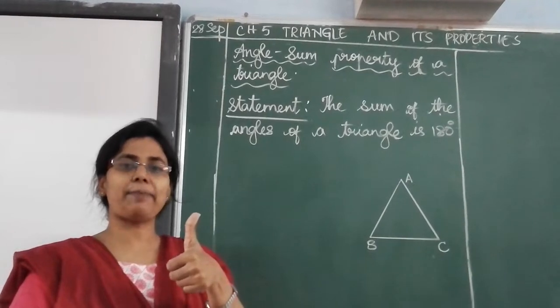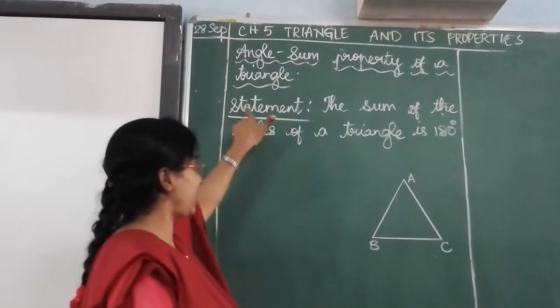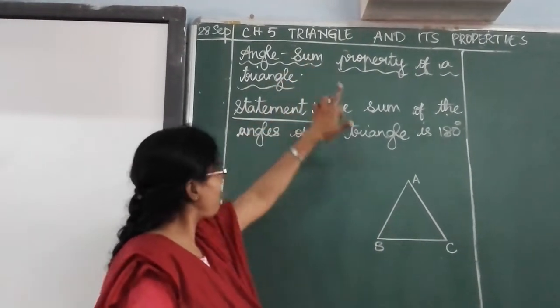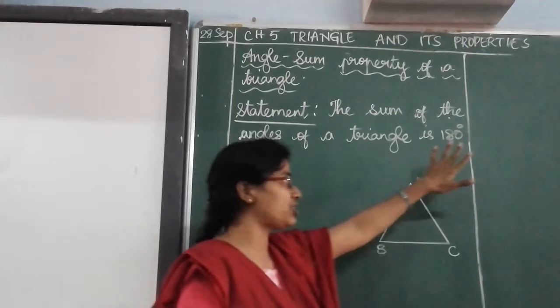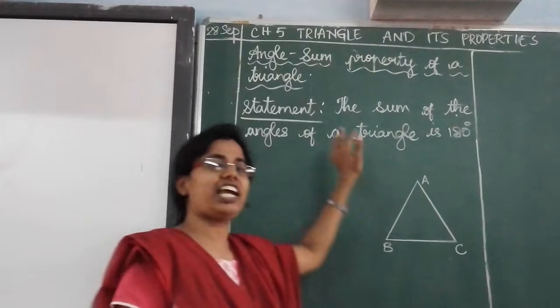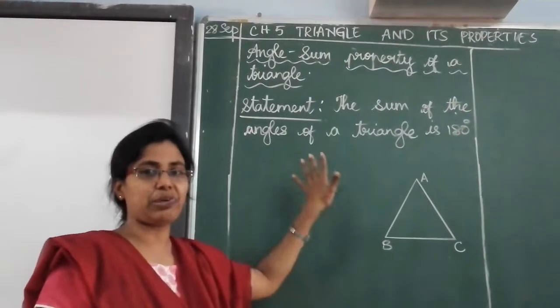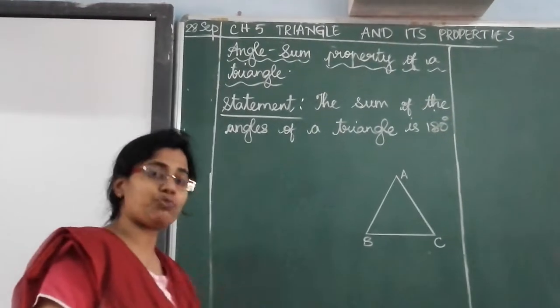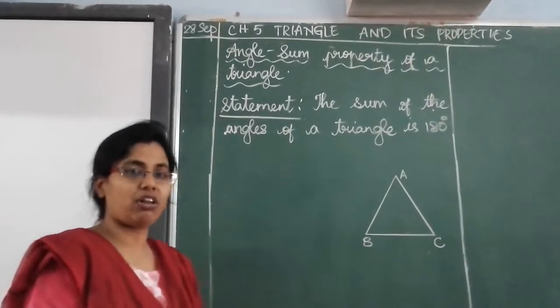The first step is the statement. The statement is the sum of the angles of a triangle is 180 degrees. This is what we have to prove. Statement is something which you need to learn. But remaining steps we can do as we are solving.